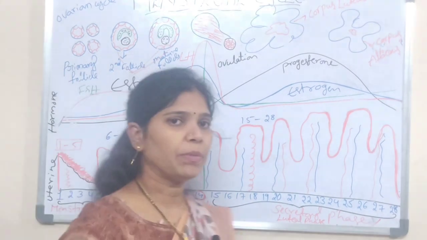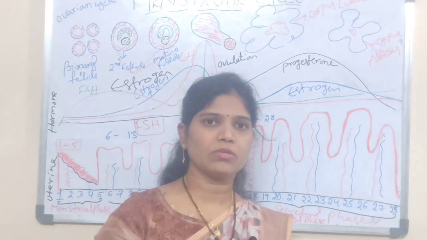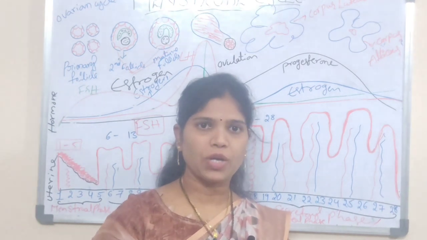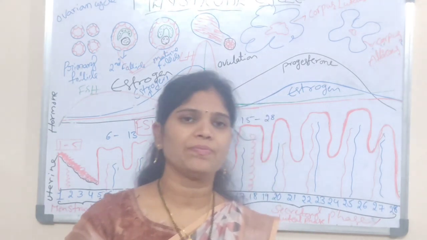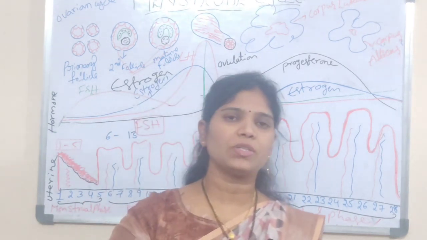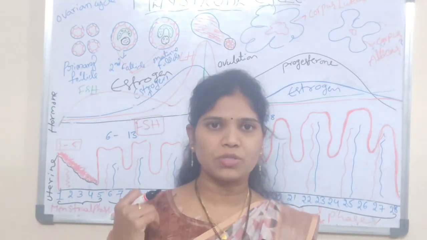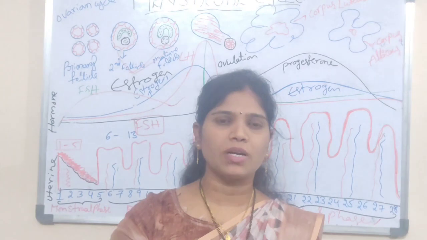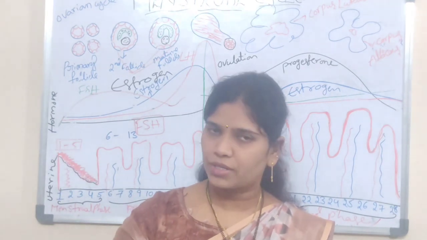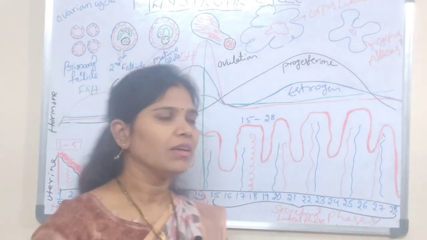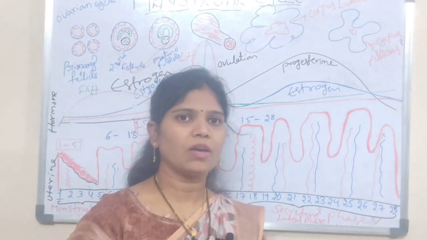What type of negative feedback? Here the Graafian follicles are already matured and ovulation also takes place, so there is no need to release the follicle-stimulating hormone. That message the estrogen sends to the brain. The brain receives that message from the estrogen hormone and stops releasing the follicle-stimulating hormone. Why? Because already the eggs are matured, so there is no need to release this FSH hormone.